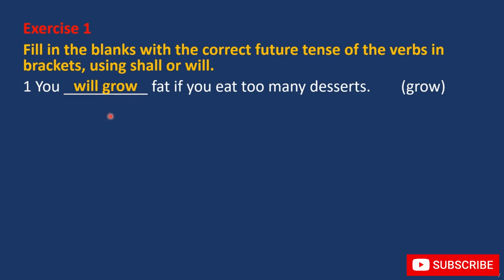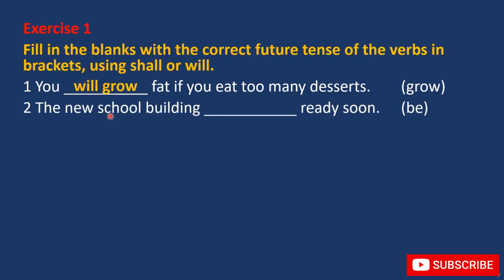We said before, I will and I shall. We will and we shall. But he, she, it, you, they, we use only will. Number 2. The new school building ready soon. New school building, it's similar to the pronoun it. Yes, will be ready soon.